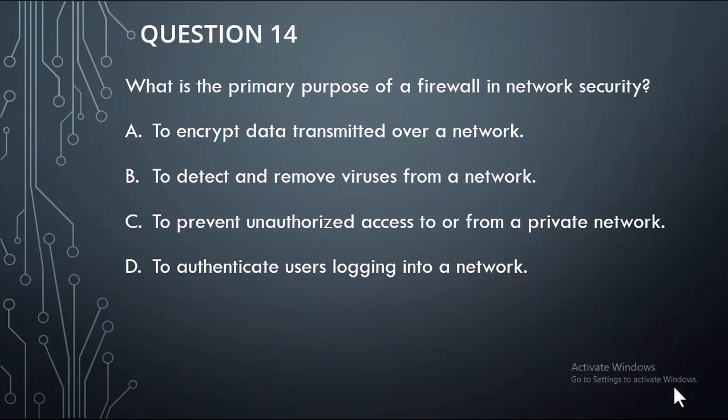Question 14. What is the primary purpose of a firewall in network security? Option A, to encrypt data transmitted over a network. Option B, to detect and remove viruses from a network. Option C, to prevent unauthorized access to or from a private network. Option D, to authenticate users logging into a network. The answer here is option C. Firewalls prevent unauthorized access to or from a private network.